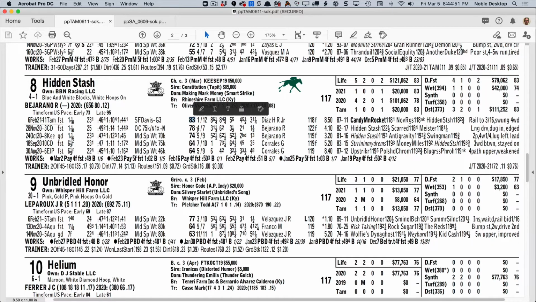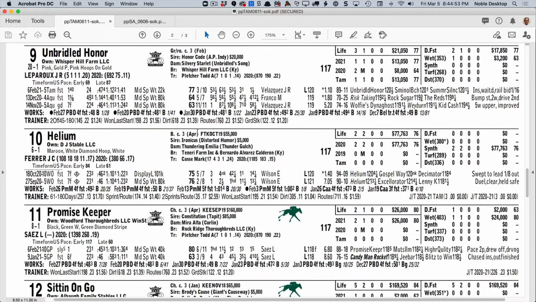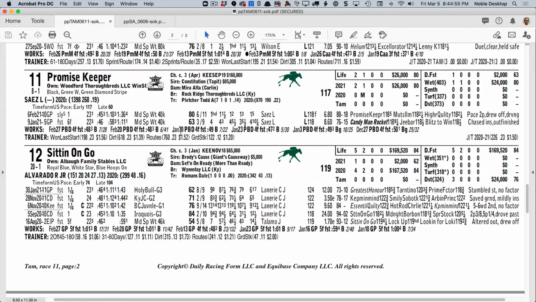Hidden Stash ran an 83. And if we scroll all the way down to Sitting on Go, he ran an 84, and he ran that back in September. And it tells you the date of the race over here.